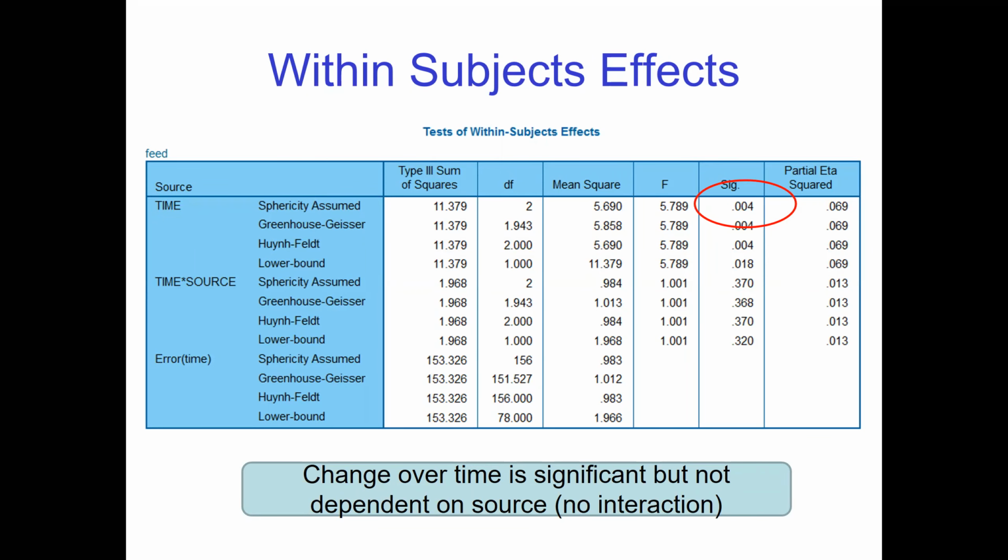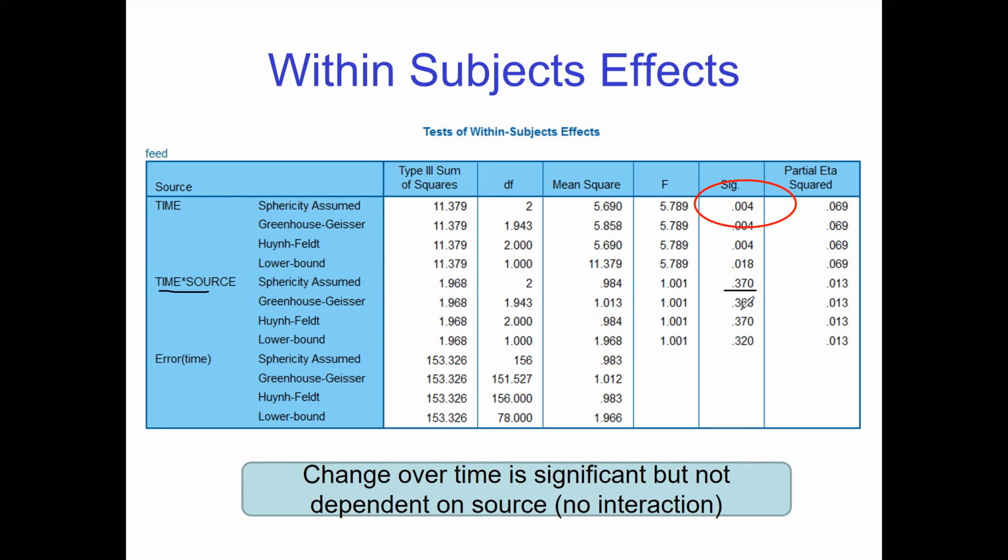We're going to look for the significance. This is your interaction, time by source. Time by source is your interaction. Time by source is not significant. You'll see that there are multiple tests used. The first one given will always be the one for when sphericity can be assumed, and you've met the assumption of sphericity, so you're going to use this test.